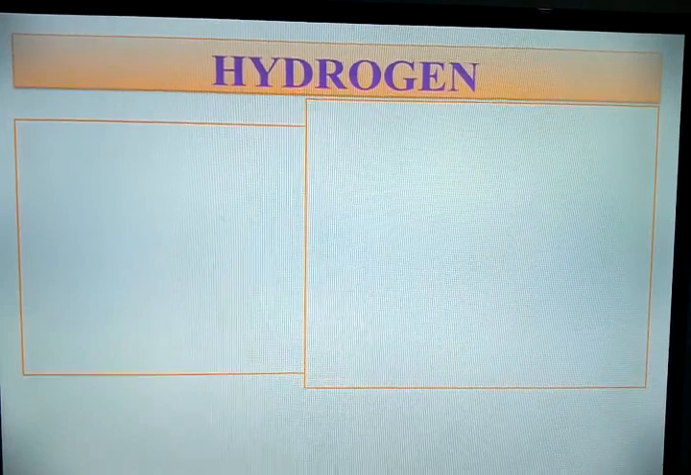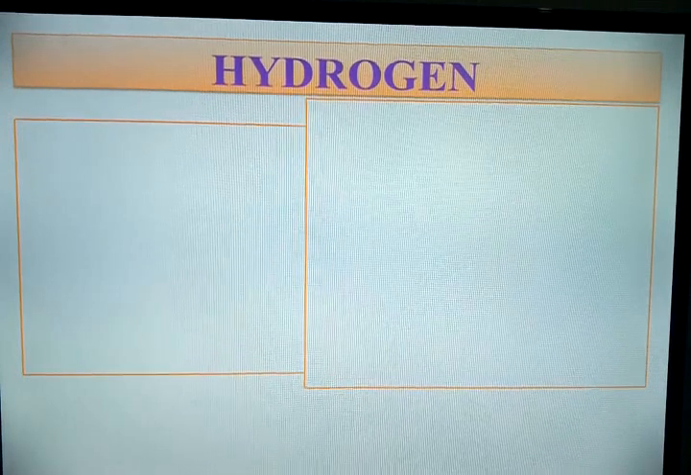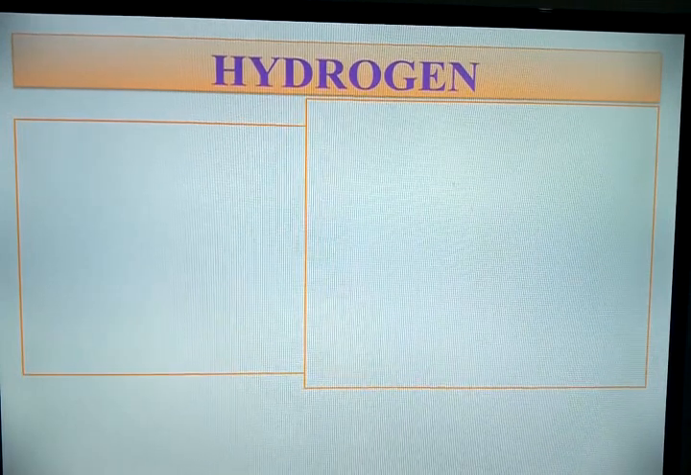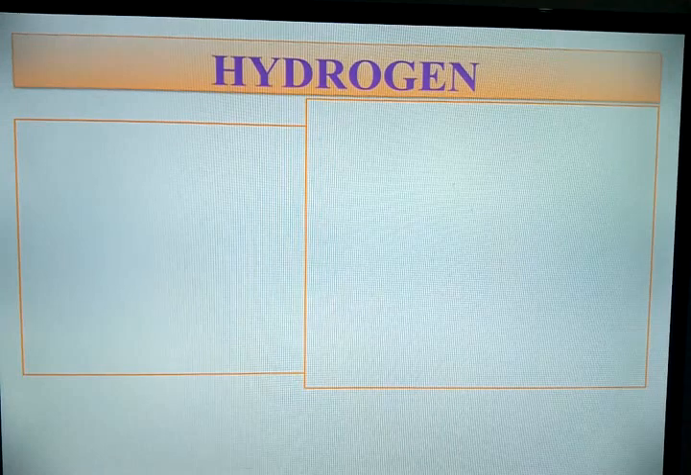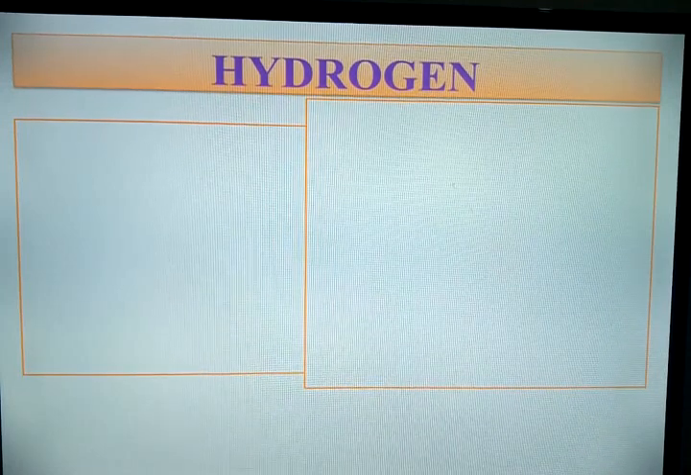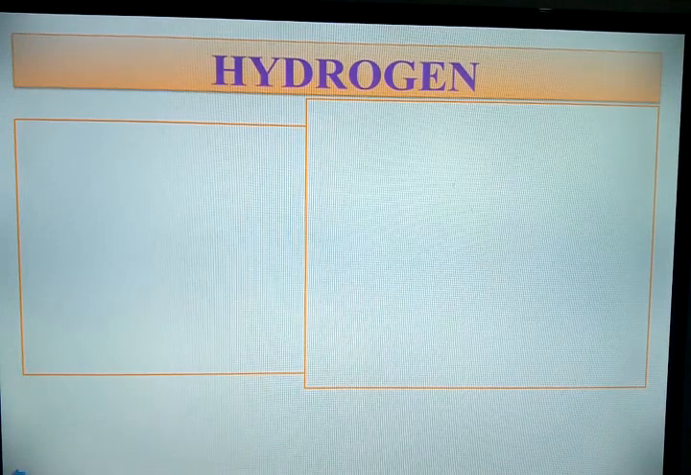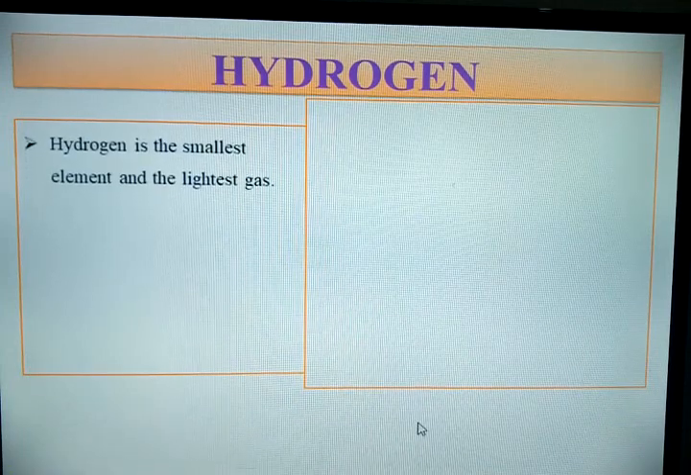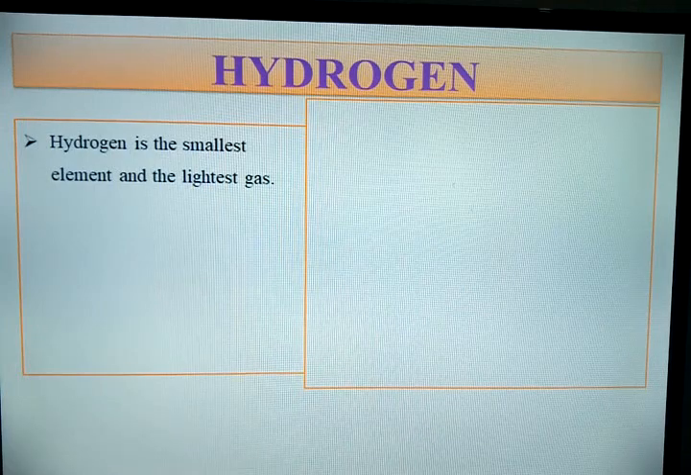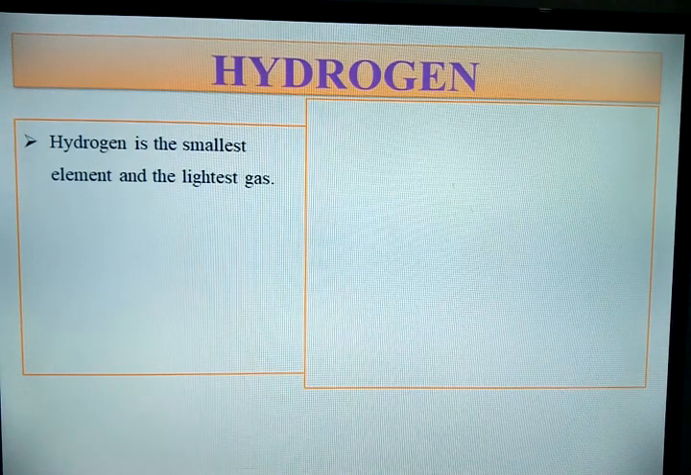We are going to look at hydrogen as an element of chemistry. When it comes to hydrogen, it forms hydrogen gas, and that is the format in which it normally exists. So definitely, hydrogen is one of the smallest and the lightest gases we know on this planet among the first 20 elements.